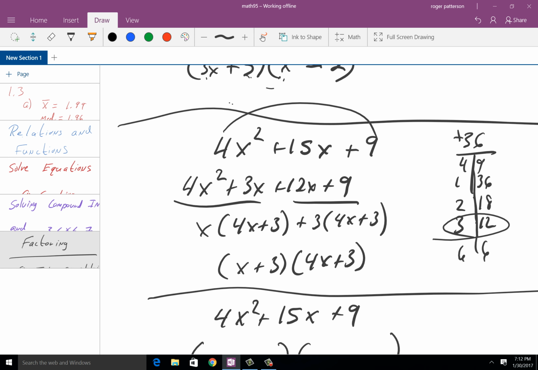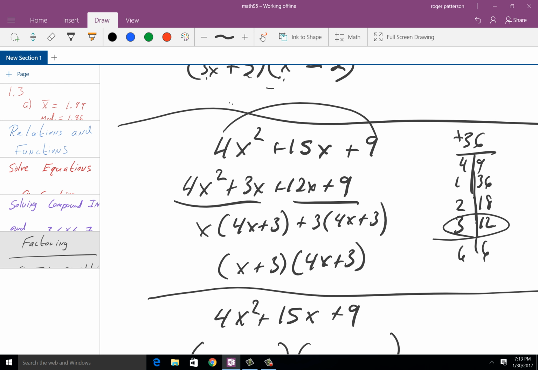You're foiling. So if you were to foil this answer we got, that gives you 4x squared, so that's that. X times 3 is 3x. Right. 3 times 4 is 12x, and 3 times 3 is 9. Okay. So you're really walking backwards on the foil when you do it by grouping in the AC method.